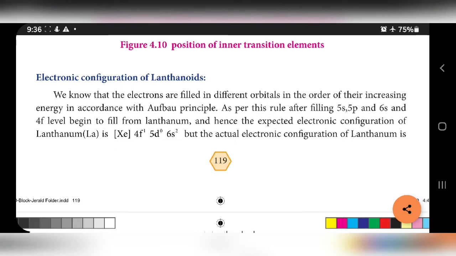Next heading, electronic configurations of lanthanides. We know that electrons are filled in different orbitals in order of their increasing energy, in accordance with the Aufbau principle. In 11th standard itself you have studied the Aufbau principle: electrons are filled according to their increasing order of energy. As per this rule, after filling 5s, 5p, 6s, the 4f level begins to fill from lanthanum.